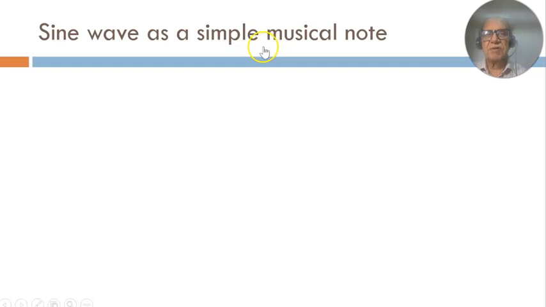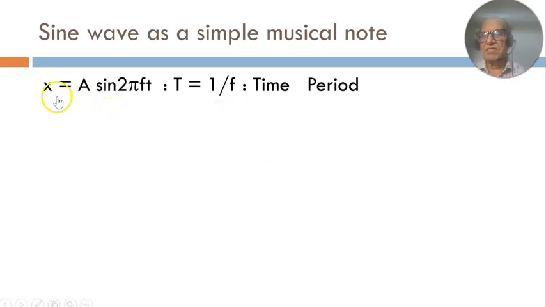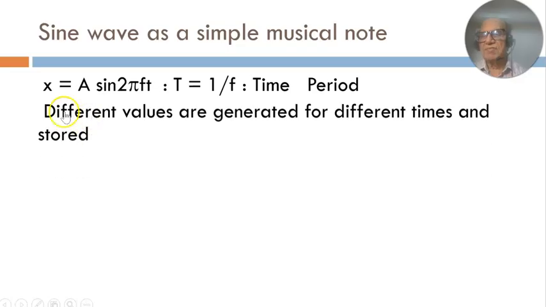The simplest note that you can generate is that of a sine wave. So what is the equation? As all of us know, x = a sin(2πft), where f is the frequency, and the time period is the reciprocal of the frequency. So what we do in the program is that for various values of t, we generate values of x. A large number of samples are generated for different times and they are stored.